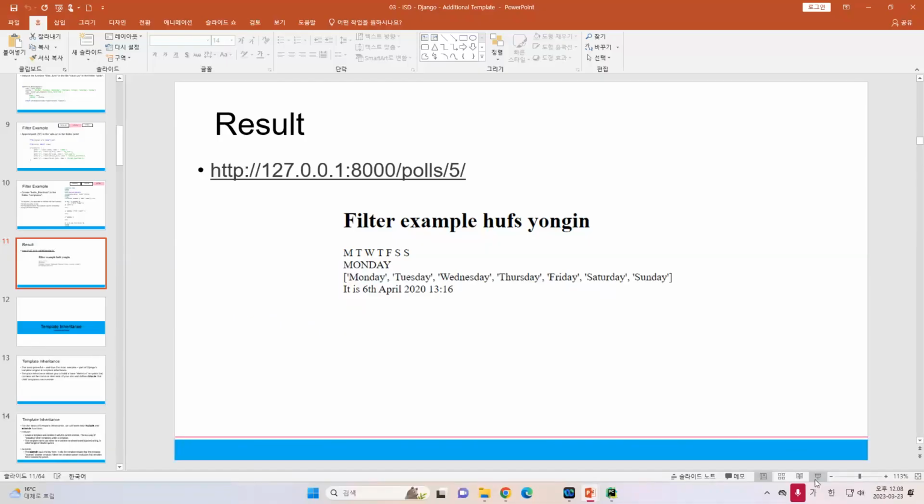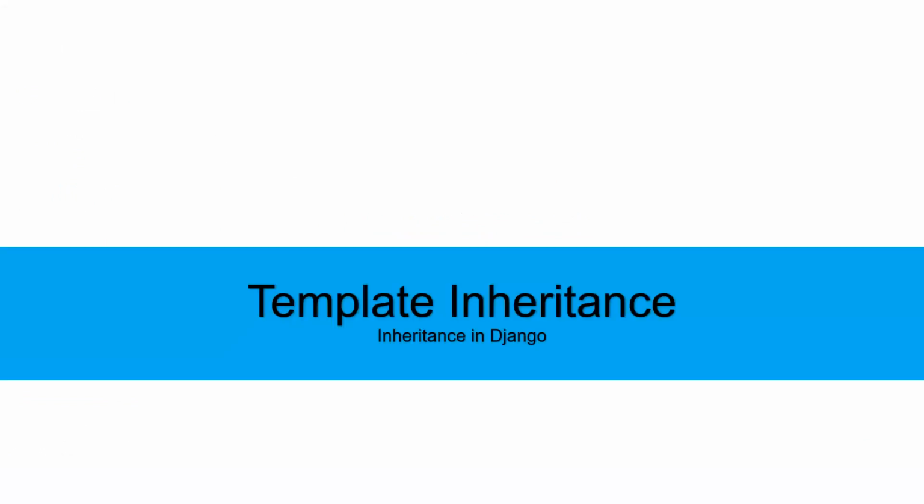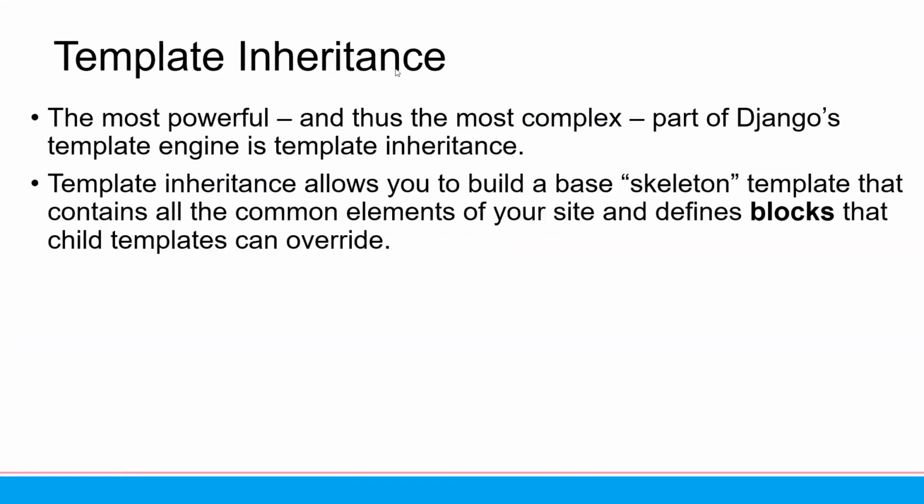Okay, so the result of this filter, I think, is simple, but later maybe you need to deal with some kind of string. You can use that one. Next is about the inheritance. What does it mean by the inheritance in Django? So this inheritance is the most powerful and thus the most complex part of the Django template engine.